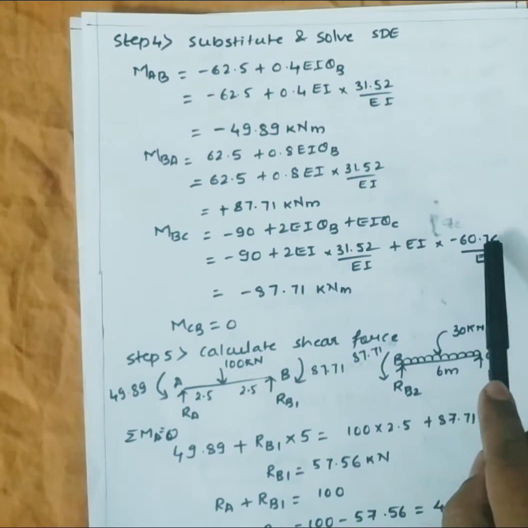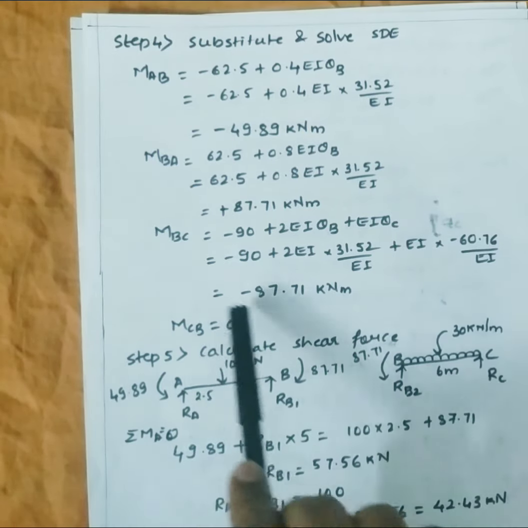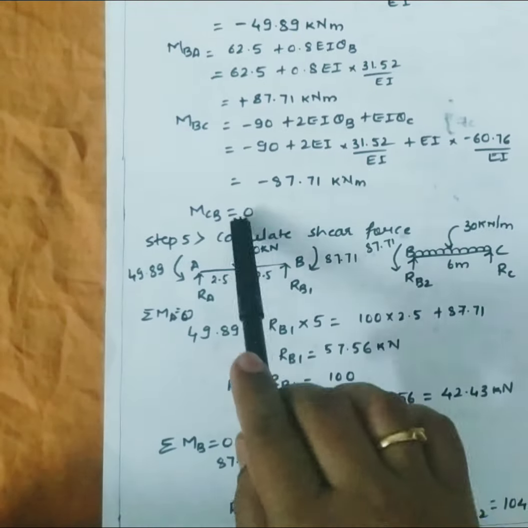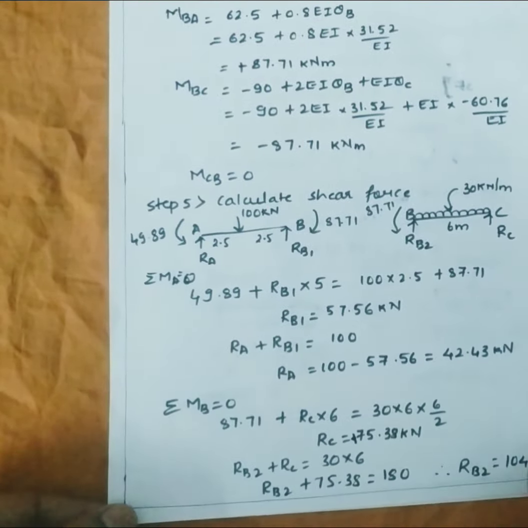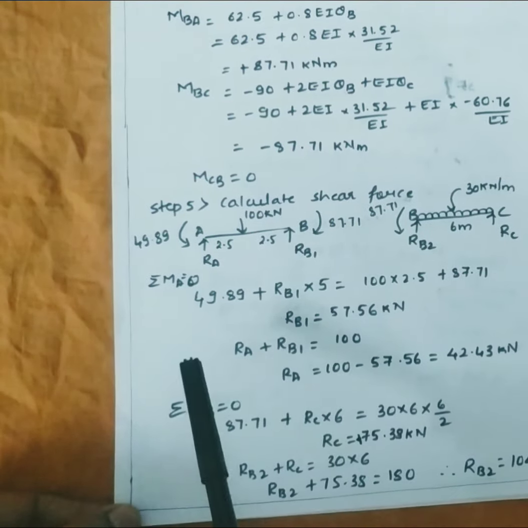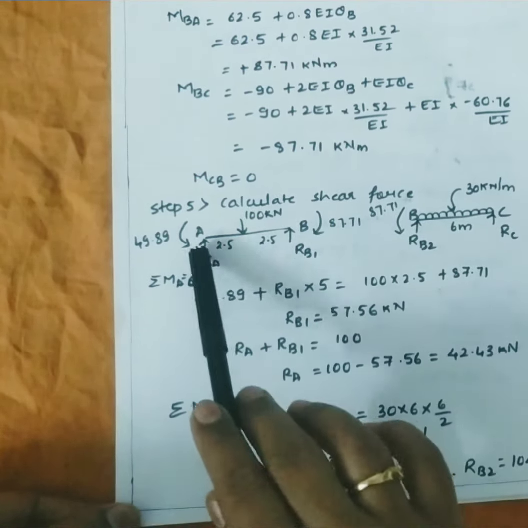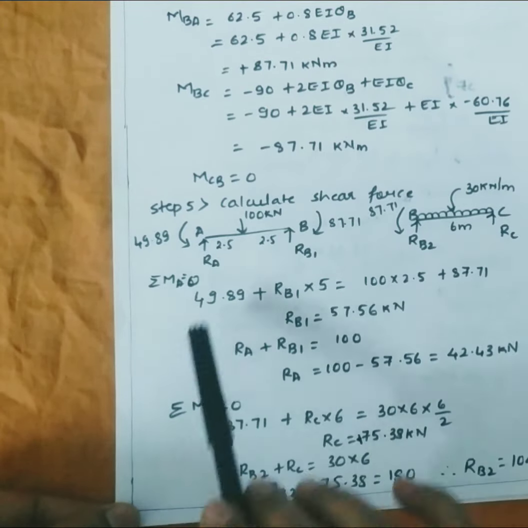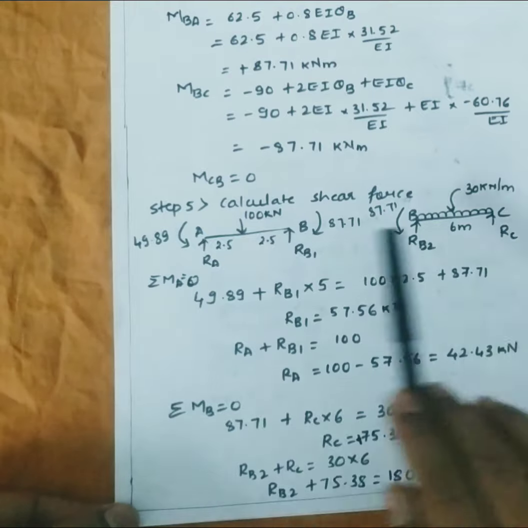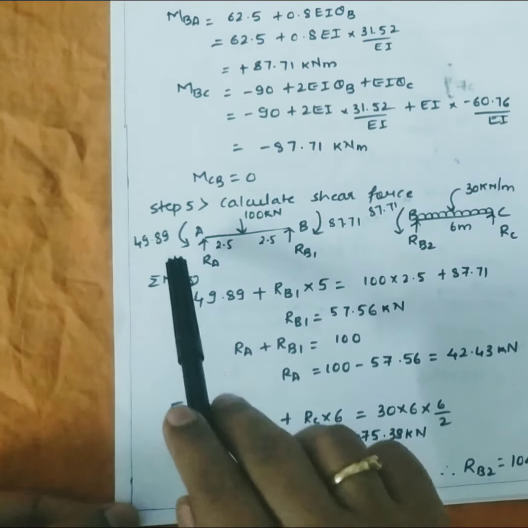Then MBC is minus 90 plus 2 EI theta B, 31.52 by EI, plus EI theta C, that is minus 60.76 by EI. So MBC equal to minus 87.71 kilonewton meter, and MCB is 0. Next, to draw the shear force diagram, we have to calculate the reactions. For AB and BC, let the reactions be RA, RB1, RB2 and RC. I have represented all the moment values.